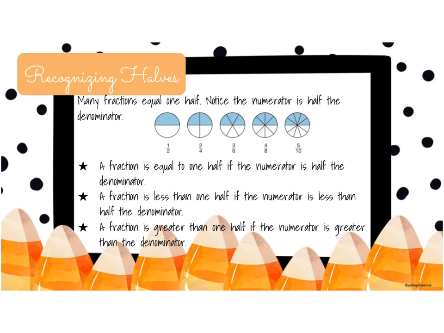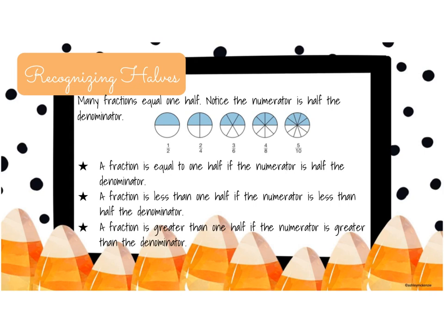Notice my numerator here is 1. How many pieces of the 2 are shaded? 1. My numerator in this fraction is 2. How many pieces of the 4 are shaded? 2. Okay, the shaded parts are representing my numerator. The total number of parts are representing the denominator. Is everybody with me so far? Yes.